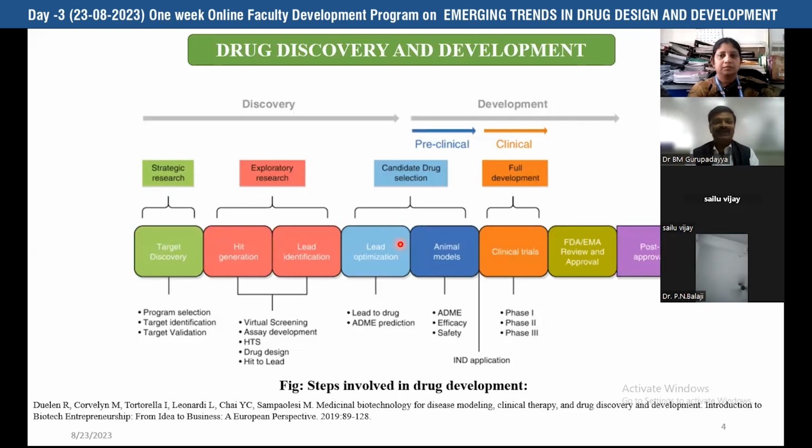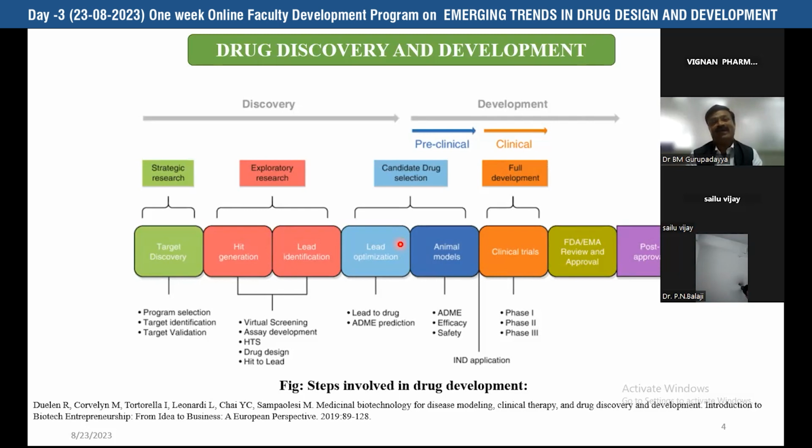It is not going to take a simple 1 or 2 years. It takes its own time, sometimes 10 to 12 years. There is involvement of a lot of money and a lot of facilities, and the requirement of animal studies and human studies, and finally the drug becomes available for the market. Today I am planning to talk about drug discovery and development.